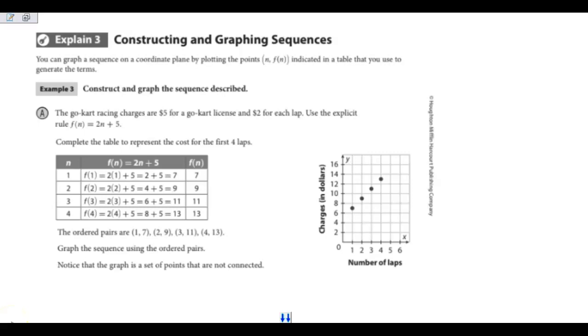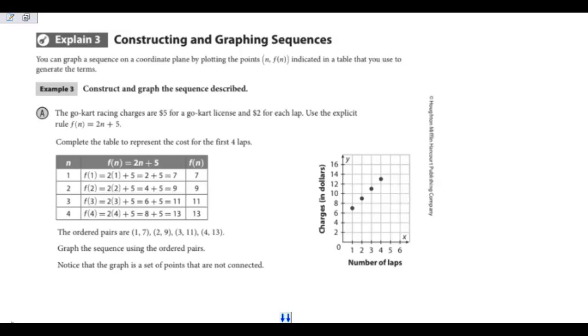Welcome back to part 2 of identifying and graphing sequences. This one's going to be talking about constructing and graphing the sequences. You can graph a sequence on a coordinate plane by plotting the points where you have your position and then your term indicated in a table that you use to generate the terms.